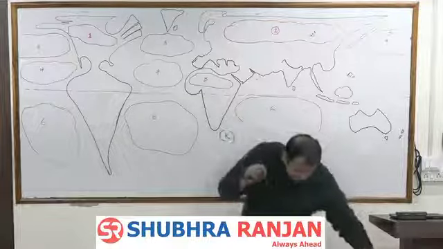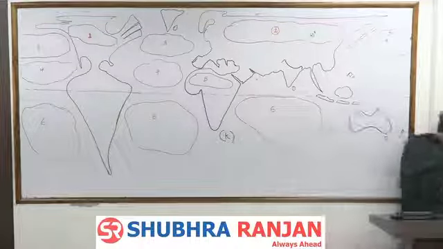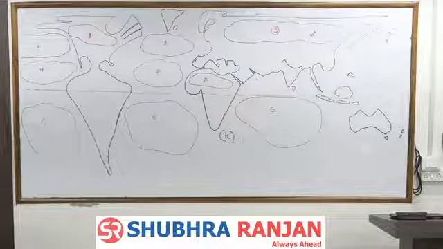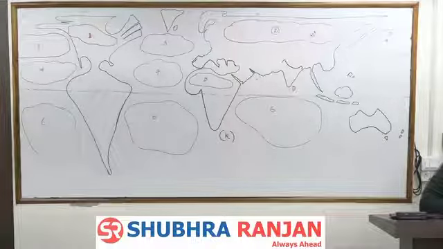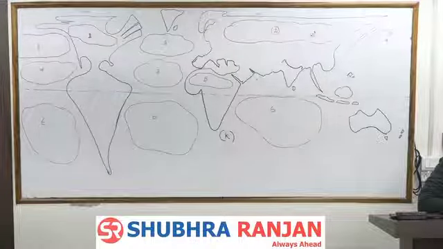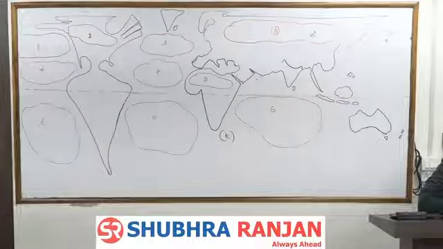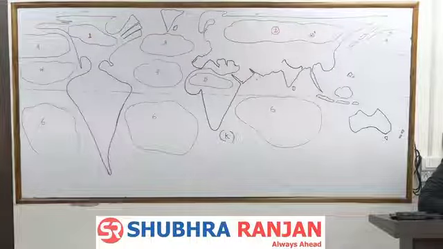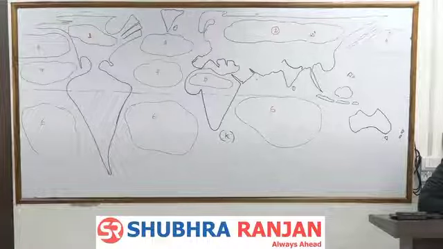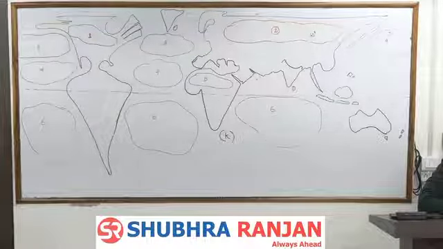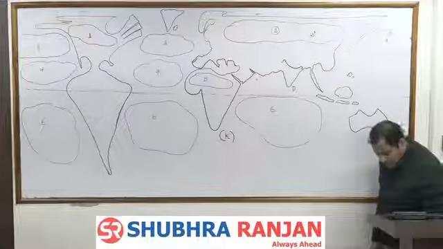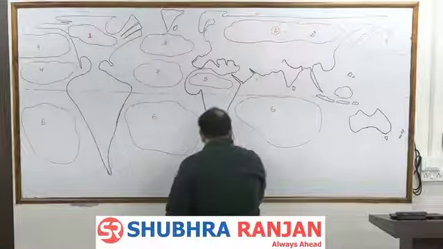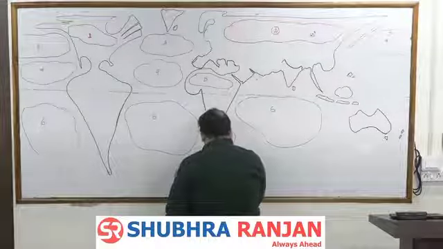So cold air mass, whose temperature is lesser than the area it visits. Cold air mass means whose temperature is lesser than the area it visits. Warm air mass, symbol is small w, not small m.